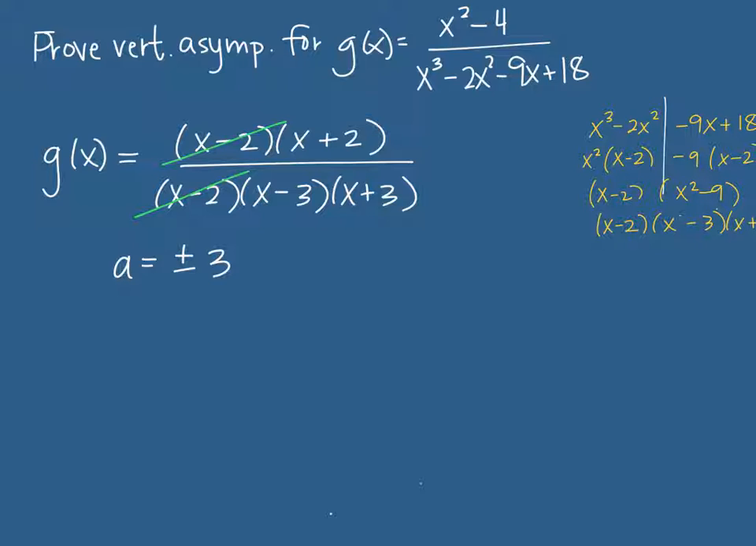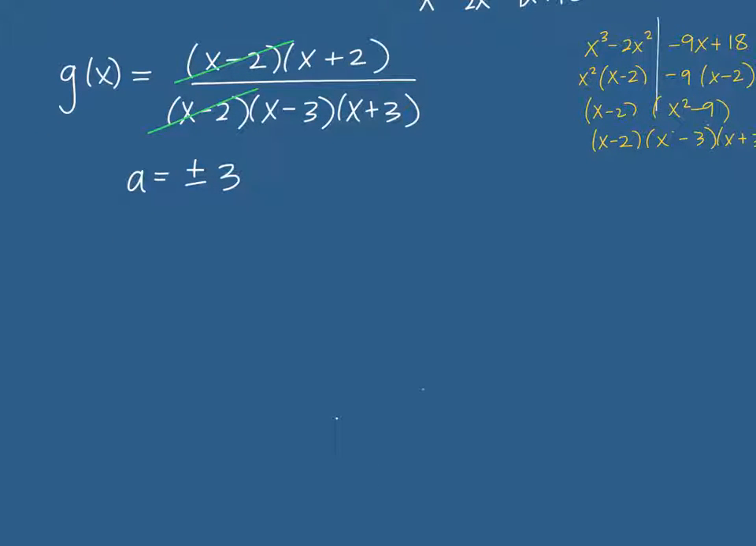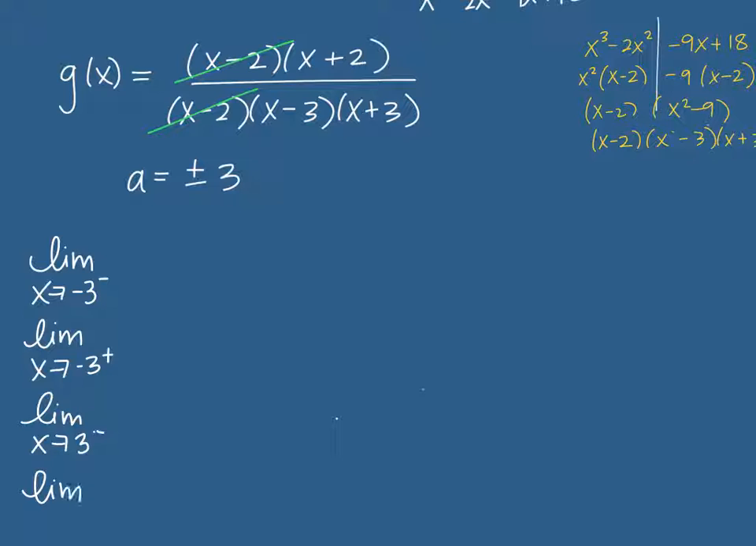And so I now need to check this to the left and the right of both of them. So that's 4 total limits. I'm going to be checking the limit as x approaches negative 3 from the left. And I'm going to be checking the limit as x approaches negative 3 from the right. And I'm going to check the limit as x approaches positive 3 from the left. And I'm going to check the limit as x approaches positive 3 from the right of g of x.